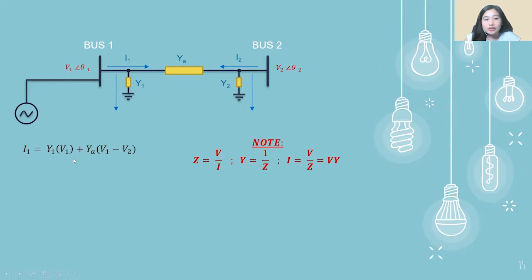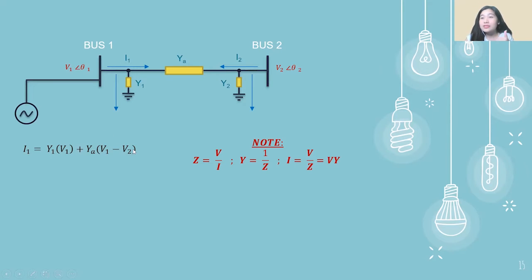So we are going to multiply Y1 with V1 plus, since we have said the current entering is equal to the current leaving, we have to still add it to another current that had flown through here from bus 1 to bus 2. So based on that, our YA has an admittance that is between bus 1 and bus 2. So that YA will be considered and multiplied with our V1 minus V2.